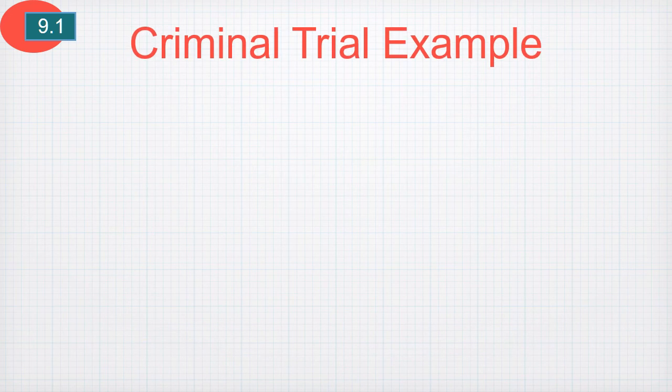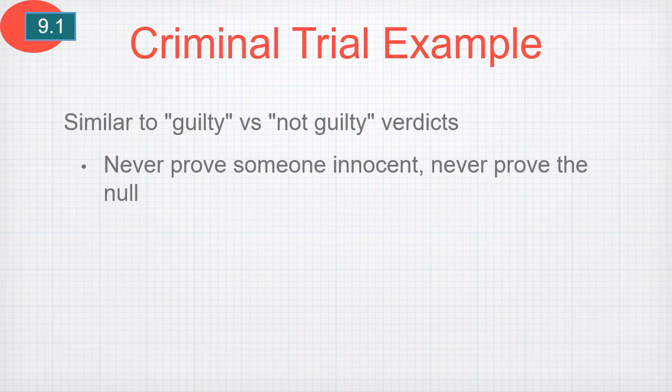The easiest way that I can describe this whole idea of we have two choices, we reject the null or we fail to reject the null, is with a criminal trial example. Okay, so basically in our court of law, we are innocent until proven guilty. So it's similar to guilty versus not guilty verdicts. We never say that someone is innocent, right? You never ever prove that, and we never prove the null hypothesis. We simply say that we are going to reject the null or we fail to reject the null.